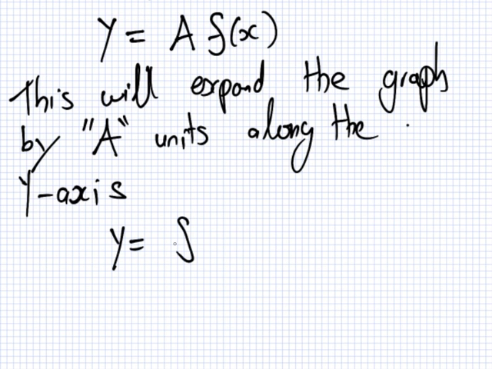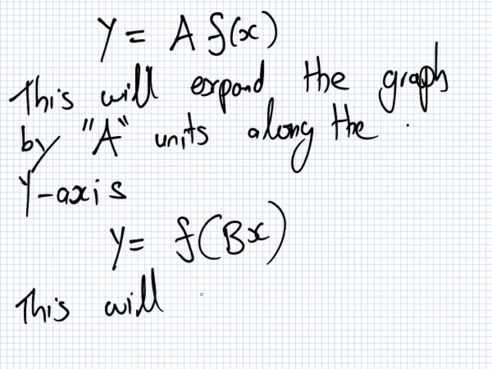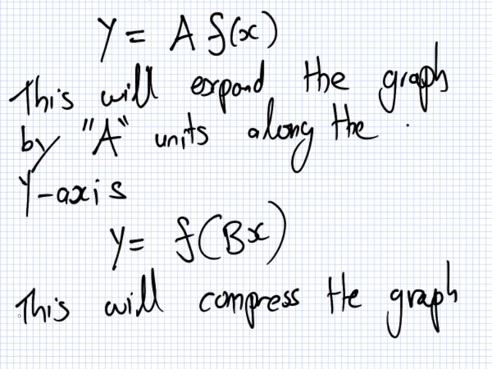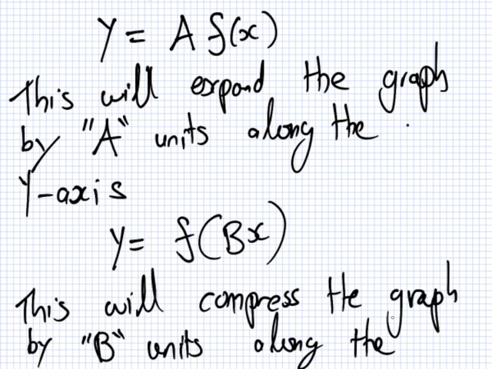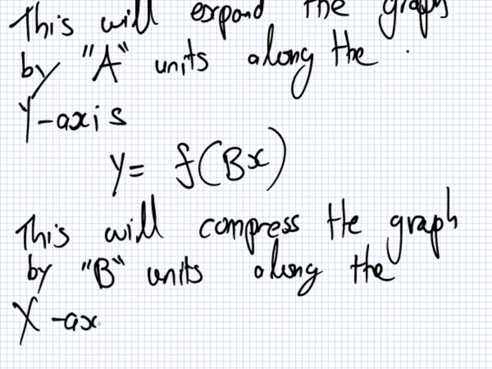The next one is if you multiply the x by b. What will this one do? This will compress. So that means if a is equal to b, the graphs are the same. This will compress the graph by b units along the x-axis. Okay, so look. Got that? Okay.